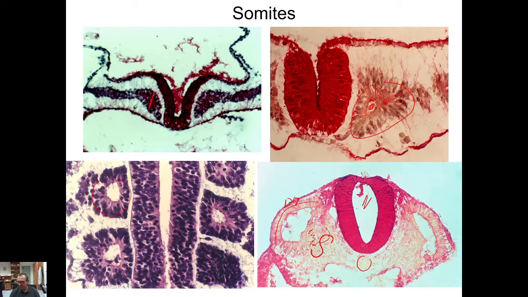Notochord is here, which becomes a part of the future vertebral column. Here is endoderm, here is a surface ectoderm, and a somite on the other side. So somites are symmetrically situated on both sides.